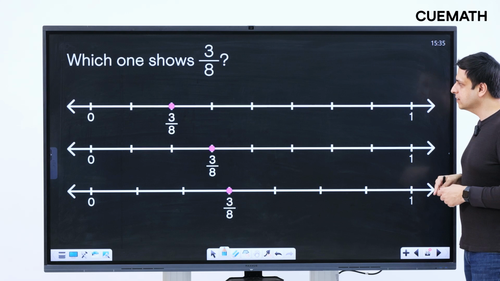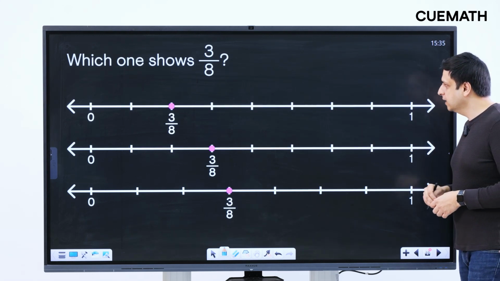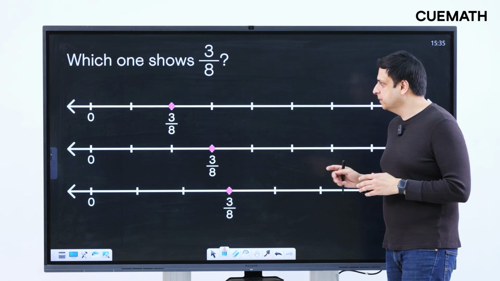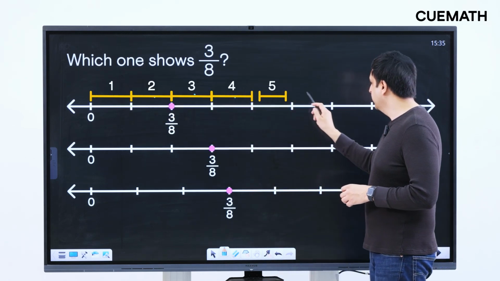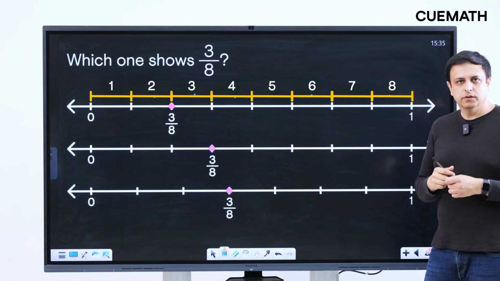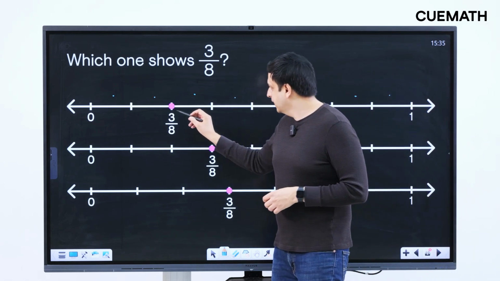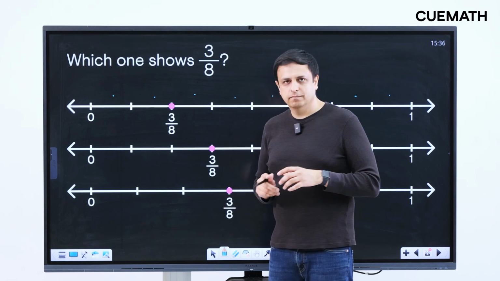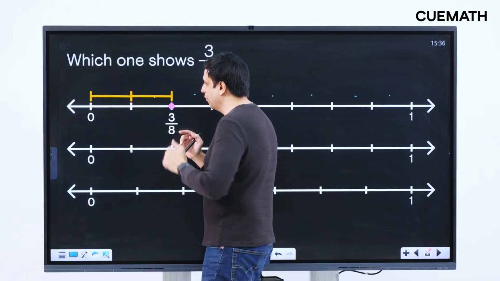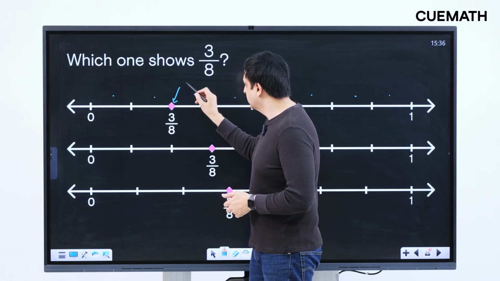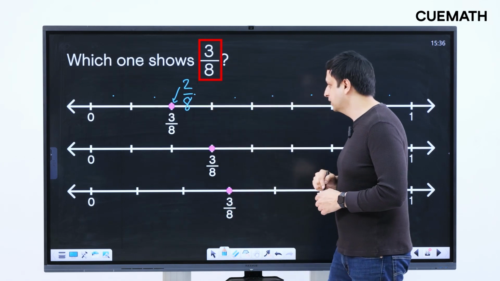The first one is a number line with 0 on one end and 1 on this end. So let's first see how many parts it's been divided into. We have 1, 2, 3, 4, 5, 6, 7, 8. So the distance has been divided into 8 equal parts, but then they are saying this point is 3 over 8, but not really, because this point is actually just 2 parts away from 0. So this point is actually 2 over 8 and not 3 over 8. So it does not show 3 over 8.